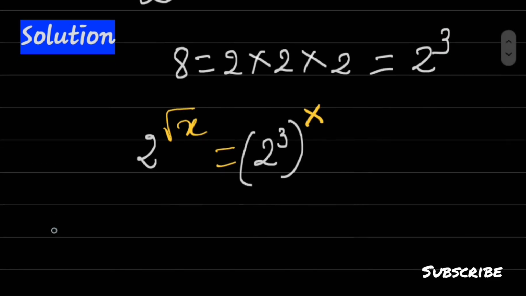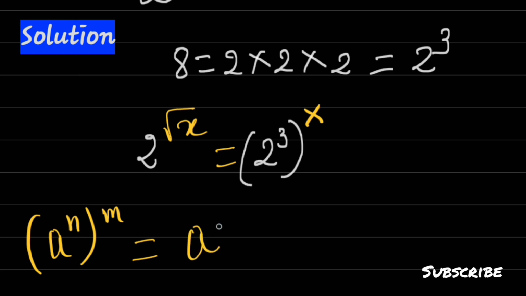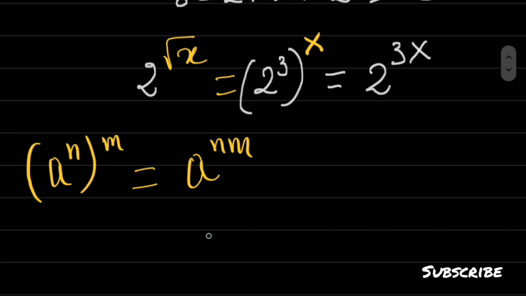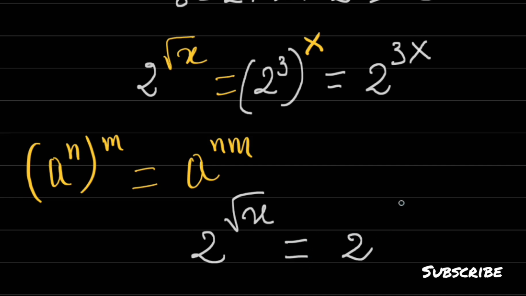We know that a to the power n, all this to the power m, is equal to a to the power nm. So 2 to the power 3, all this to the power x, is equal to 2 to the power 3x. Coming back to our equation, we now have 2 to the power square root of x is equal to 2 to the power 3x.